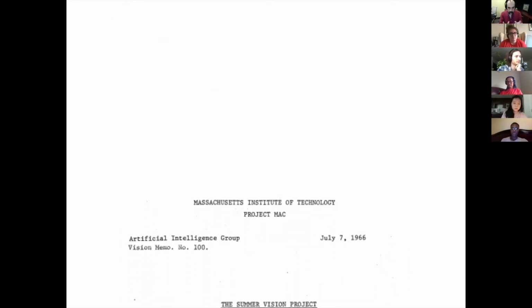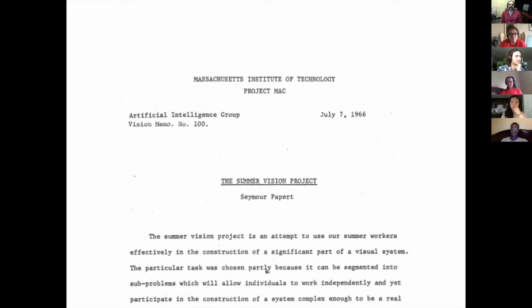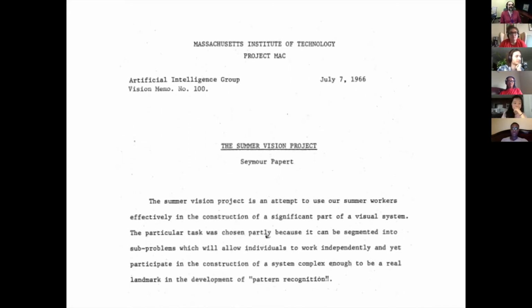So I start the course with this letter. This is from the MIT archives, July 7, 1966. I was minus 8 years old at that time. So let's read through it. Rosa, can you read through this for us?